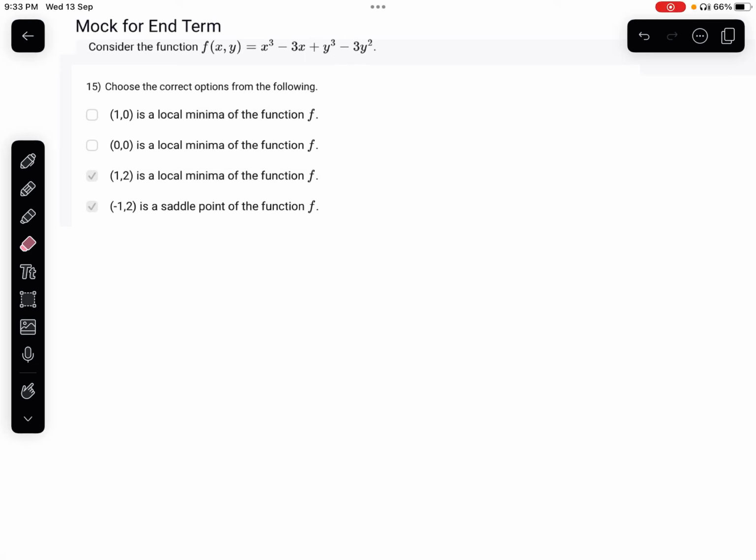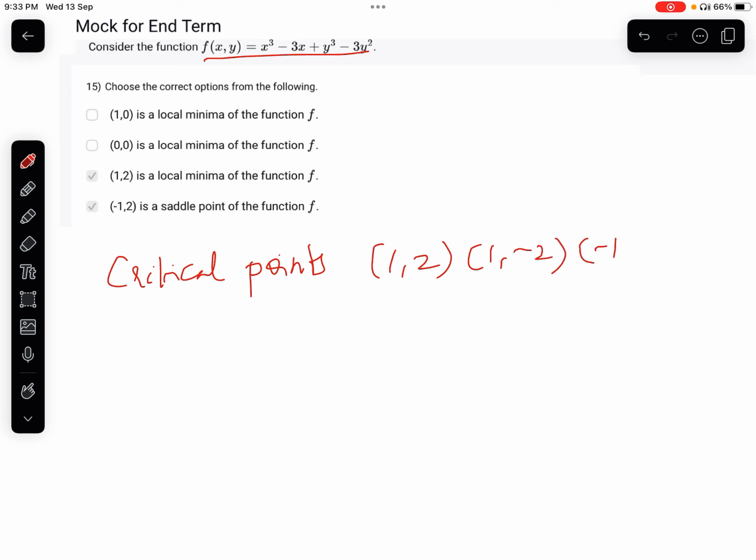Hi everyone. Now we're going to look at the 15th question for the mock quiz for the end term for IIT Madras data science. If you look at this question, they have given a suitable function, and from the previous questions we have found the critical points. The critical points we found from question number 14 are (1, 2), (1, -2), (-1, 2), and (-1, -2). From these we're going to find the local maxima, local minima, and the saddle point.